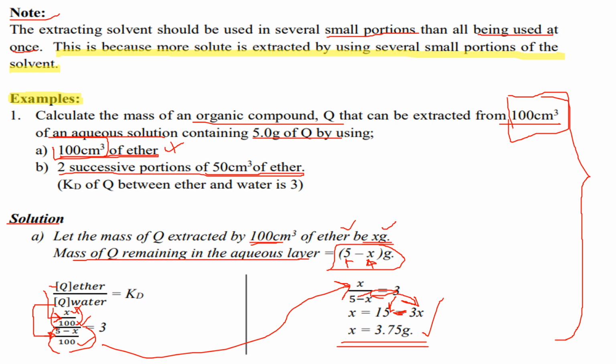So let's look at part B. And remember, in part B, we are looking at using that very volume but in small proportions. And our note above here says that when we extract using small portions of an extracting solvent, most solid is usually extracted. So we need to compare this value which we extracted using the whole volume with the values that we are going to be looking at using smaller volumes.